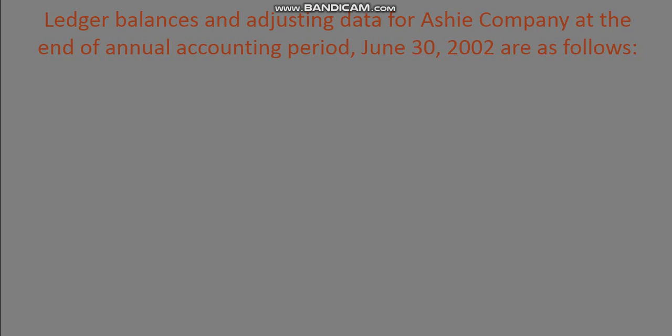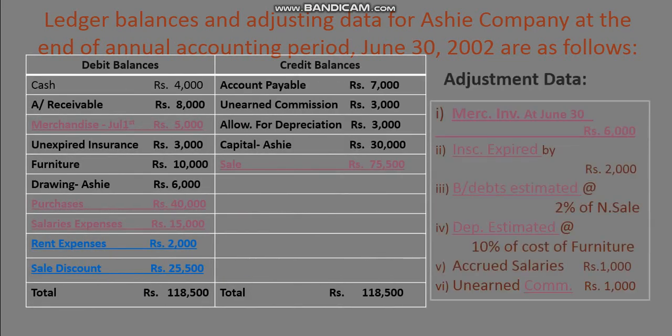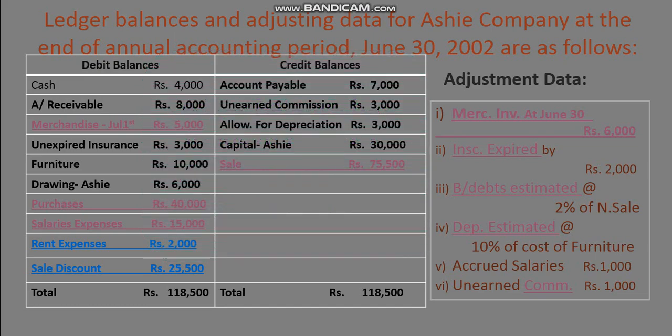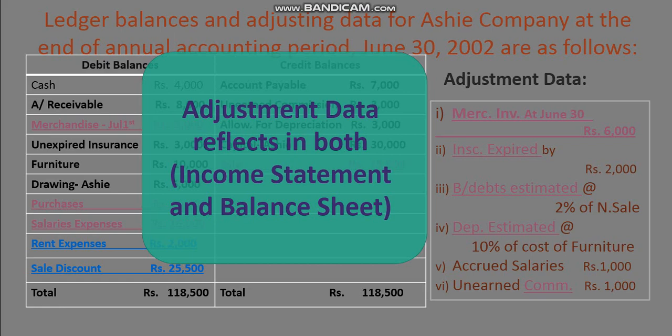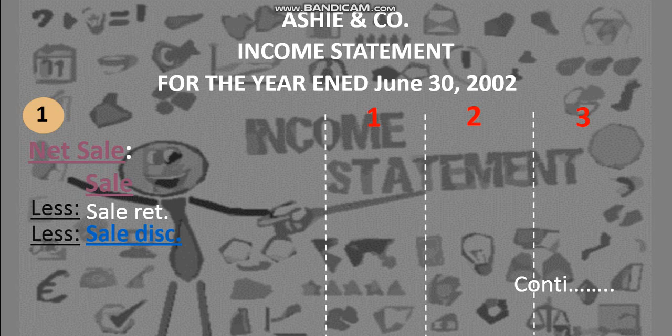Today we will find the total net income of our company with the help of its ledger balance and its adjustment data. Few items of the ledger balance reflect in the income statement and few reflect in the balance sheet, while adjustment data reflects in both places, in the income statement and in the balance sheet. I shared a link in the description below to view the detailed format of the income statement, the formula of the income statement and its components. So let's start to find the total net income of a company.